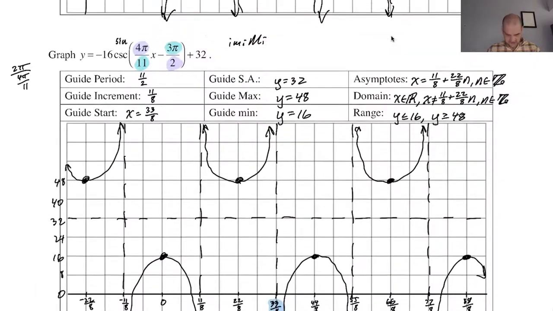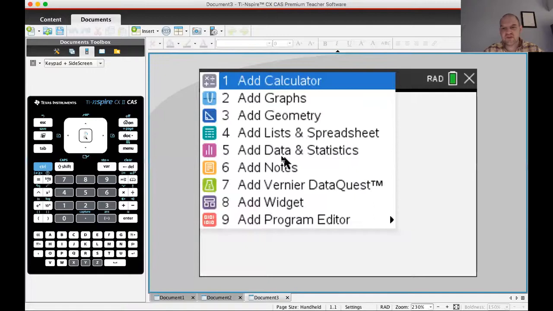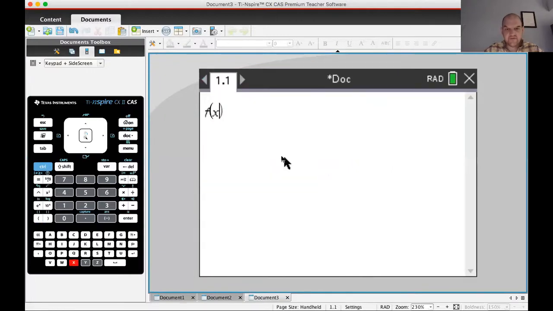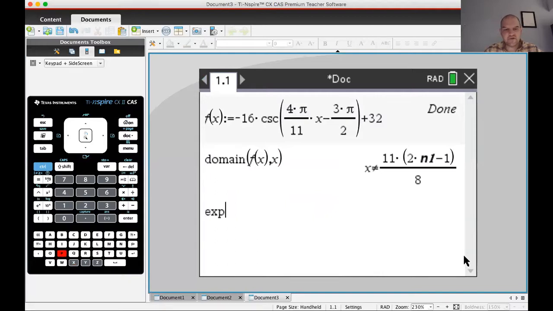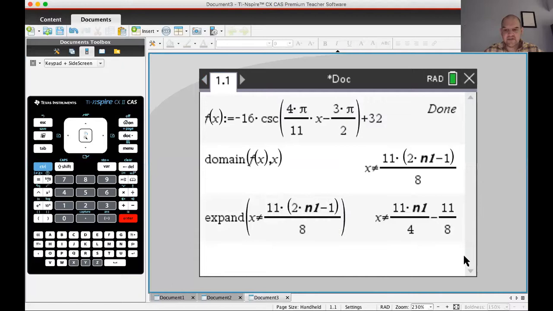So what I'm going to do is check on the calculator for the domain. So I'm going to see if I got the domain right. And if I did, then I'm feeling like I probably got this right. Just going to do a straight up new document. f of x is negative 16 cosecant of 4 pi over 11 x minus 3 pi over 2, and then plus 32. All right, so to ask the domain, just type domain. f of x, comma, you got to tell the variable or it doesn't know what to do. x. And then you always have to expand. So expand, which is menu 3, the answer.